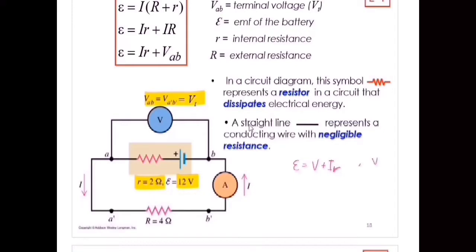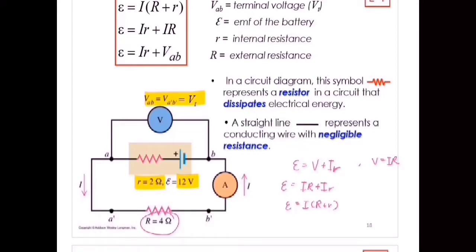But since we know V is also equal to IR, where capital R represents the external resistor and small r represents the internal resistor, when we replace V with IR, we will get I capital R plus I small r. And since it's a series circuit, the current is equal at any point, so we can factorize out the current and get EMF equals I(R plus r). That's how we get the first equation.